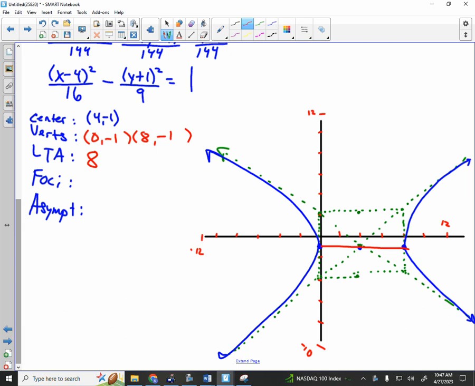For the foci, you have to find what value? C. What's our formula for finding C for a hyperbola? A squared plus B squared. A squared plus B squared is 25, so C is 5.